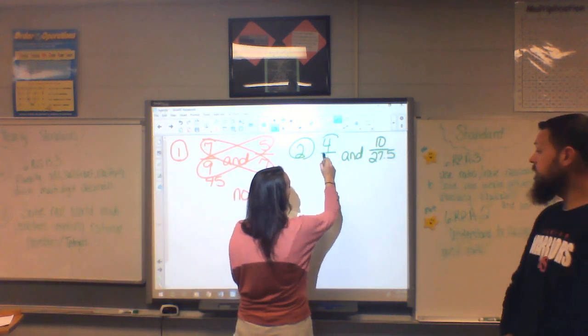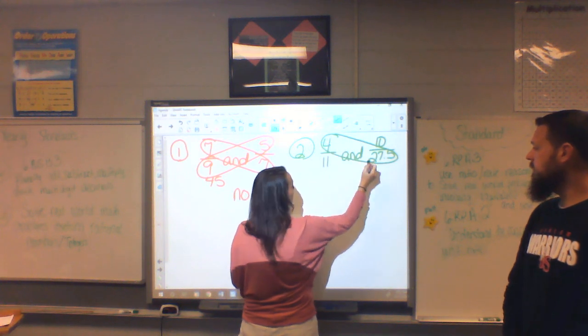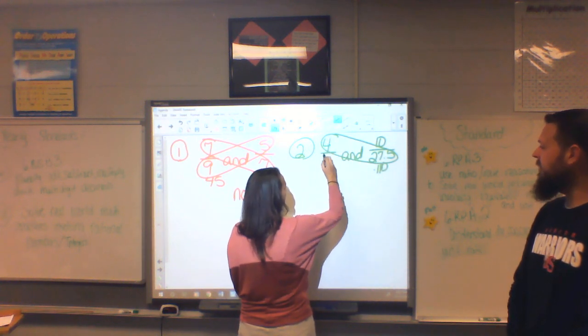When you do 4 times 27 and a half, you end up with 110.